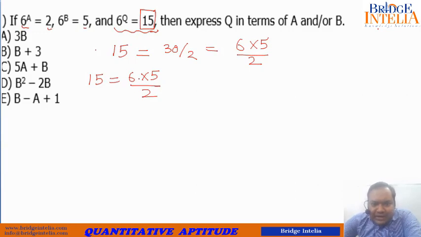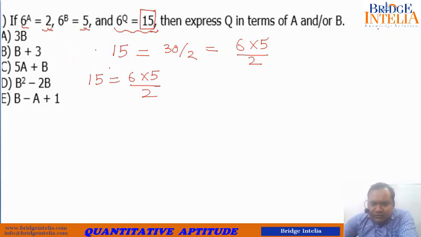So why did I do so? Because the only numbers that have been expressed in terms of exponents are 2, 5 and 6 is the base itself. So unless you express 15 using only these three numbers, 2, 5 and 6, you won't be able to proceed any further. So the moment you realize that 15 can be rewritten in this way, because this rewriting involves precisely 2, 5 and 6, the only three numbers that are given to us.